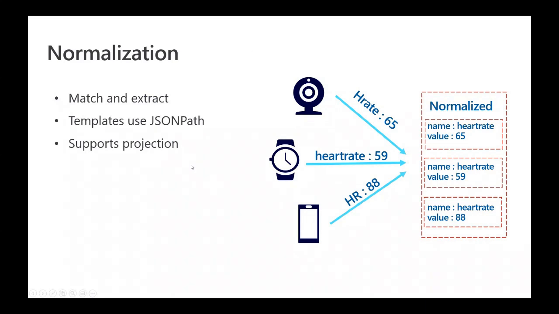So we're going to go through these steps a little bit in more detail to highlight what's going on there. In the normalization step, we take these arbitrary device payloads represented here with H rate, heart rate, and HR. Think of these as 3 different devices that are sending their own discrete payload to the cloud. With that data, as it's coming in, we'll normalize it into a common model, and the output would be based off the simple example: heart rate 65, heart rate 59, heart rate 88.